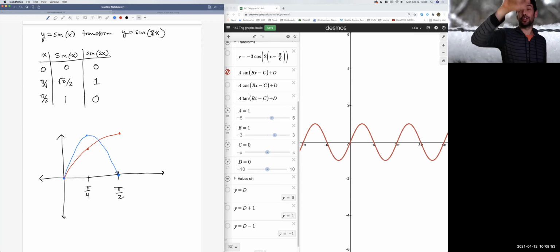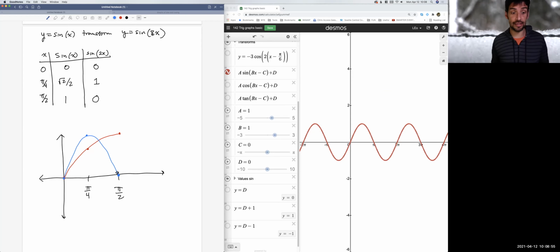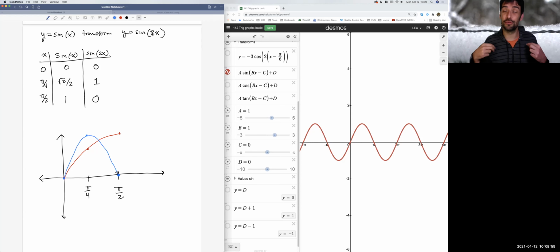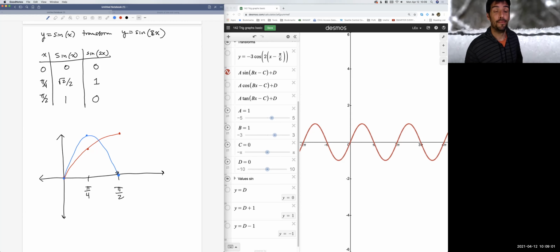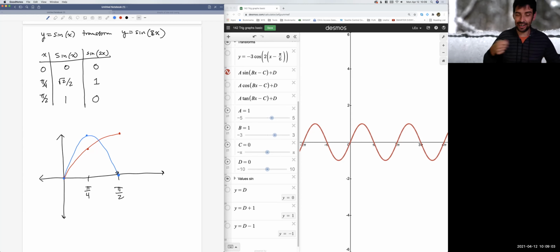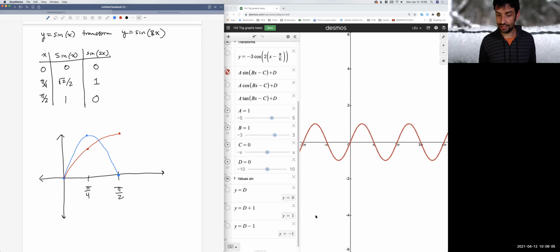But in the blue graph, we've already gone up and back down, right? We're going through the values more quickly because we're multiplying that input by 2. We're getting our inputs quickly. So we're compressing it horizontally.